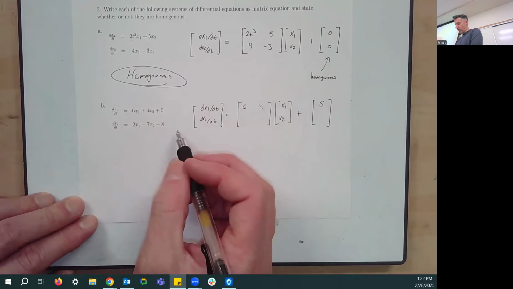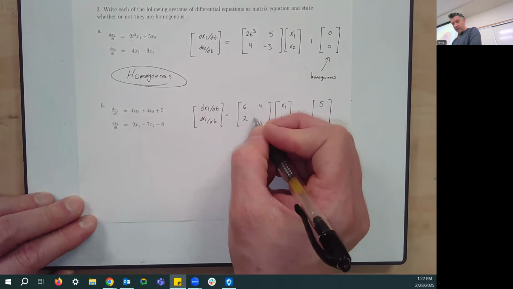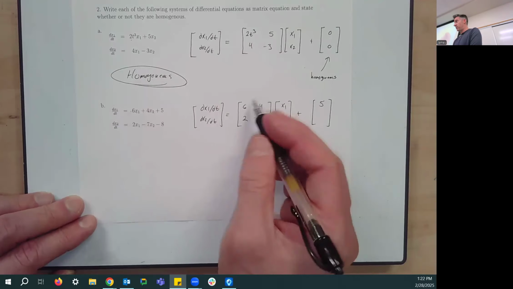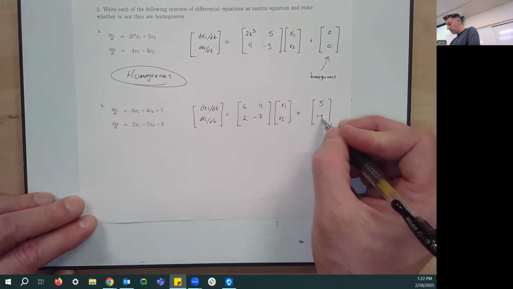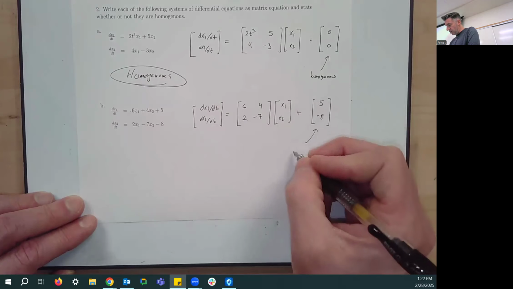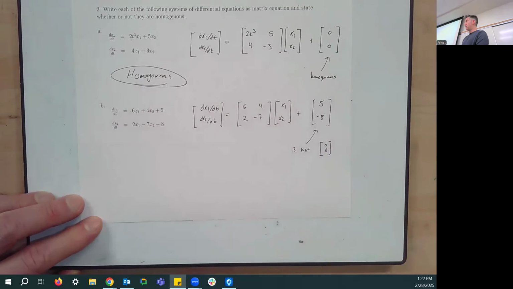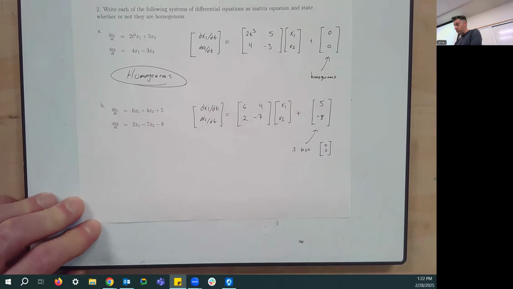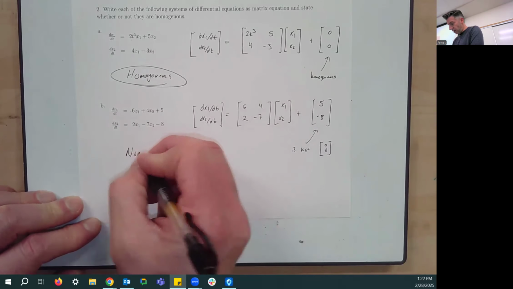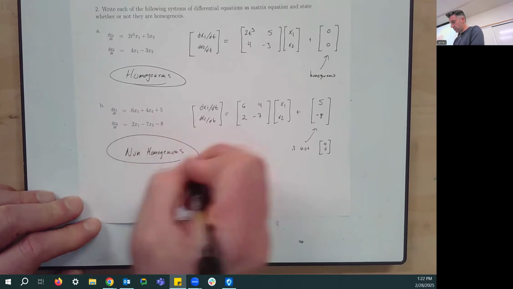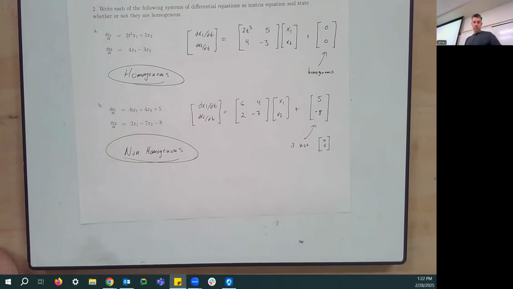And then for the second row, we have 2 times x1 and negative 7 times x2. And then that minus 8, again, doesn't get accounted for in that 2 by 2 matrix. So we need a minus 8 over here. And because that is not the 0 vector, our system is not homogeneous. We have a non-homogeneous system here. Not a lot else to say about that.